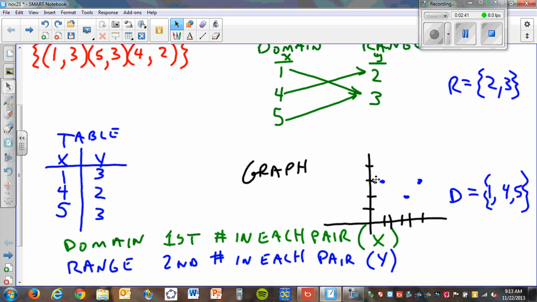Then, of course, we can also graph them. We have 1, 3 here, 4, 2 here, and 5, 3 over here. And we graph them like that to see them as points.